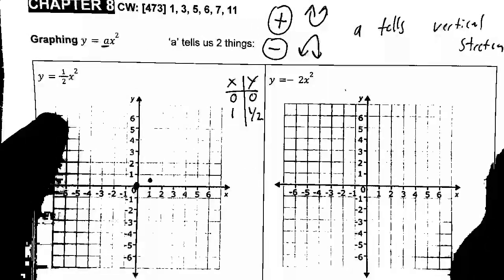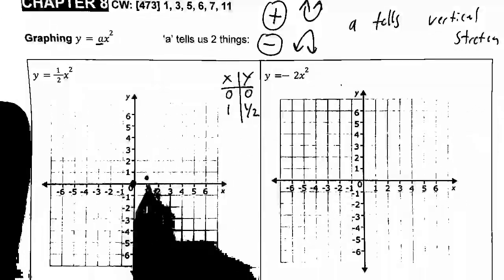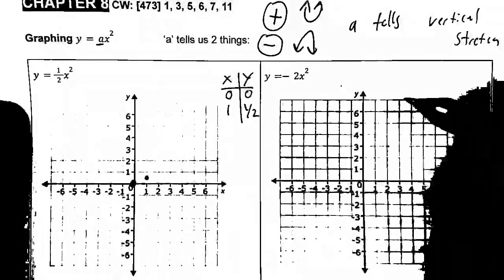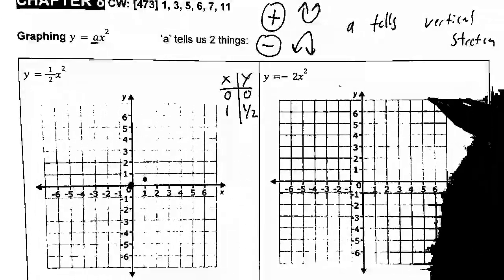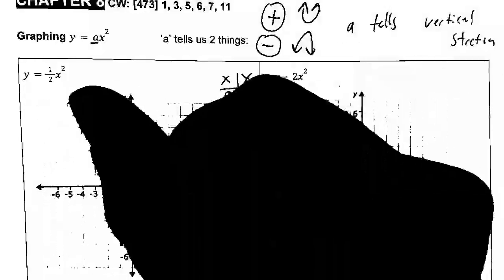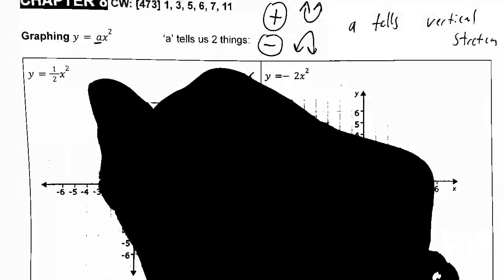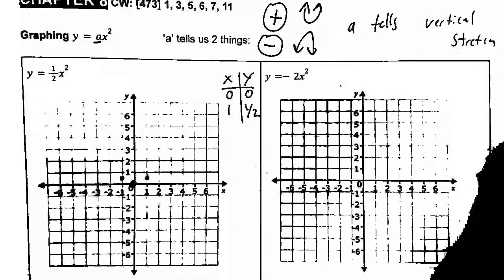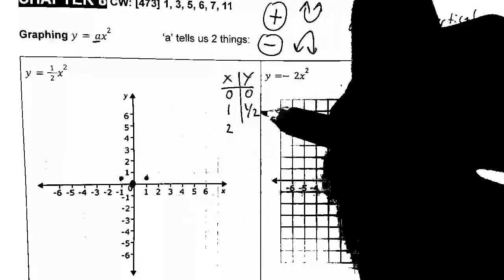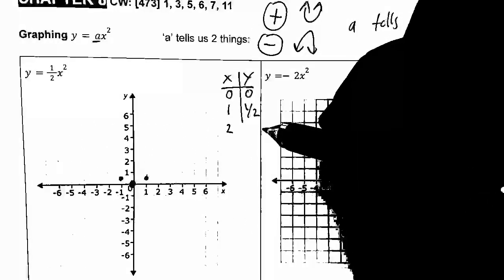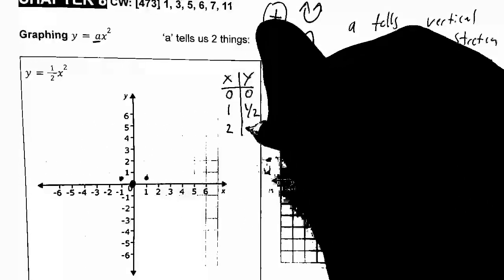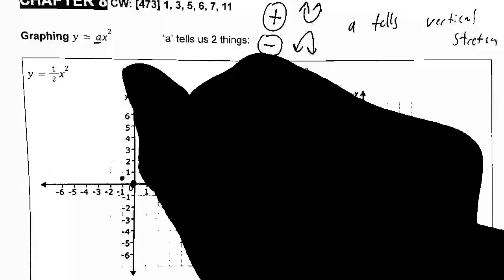And we know that parabolas are what? There's no rise over run. That's linear equations. Parabolas are symmetrical. So that means if this is a point, this also has to be a point, right? And then one more, 2. 2 squared is 4. Then divide by 2. 2. There we go.